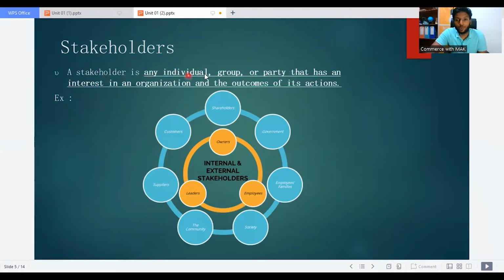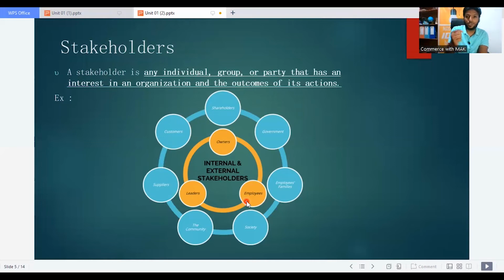A stakeholder is any individual, group, or party that has an interest in an organization and the outcome of its actions. So when I say these actions, these stakeholders are getting affected by or have an interest in the organization's business activities. Now, who are these people? You can see the main internal people who are getting affected are owners, leaders, and employees. Owners are the shareholders, employees are the people who are working in the company, and leaders are the directors and managers. So these people are internal stakeholders, and then there are external stakeholders.